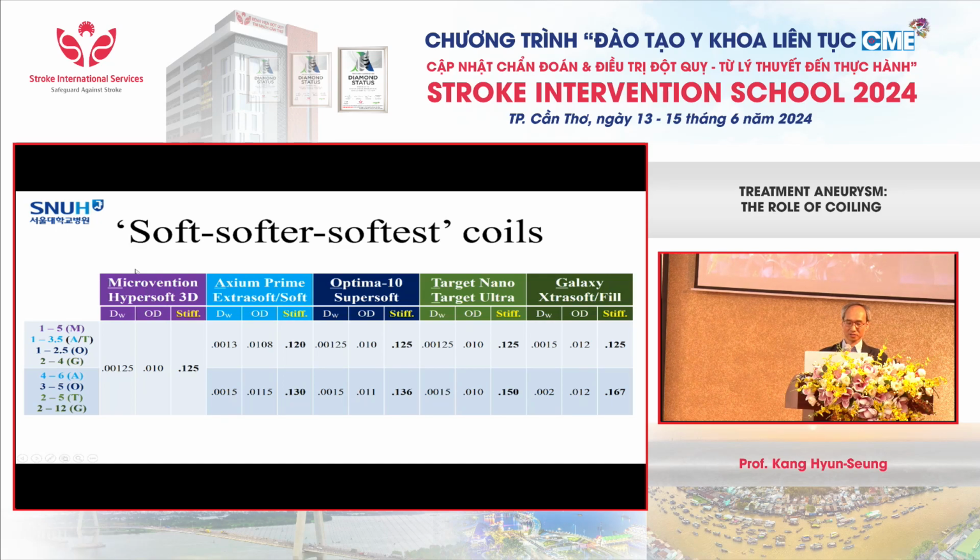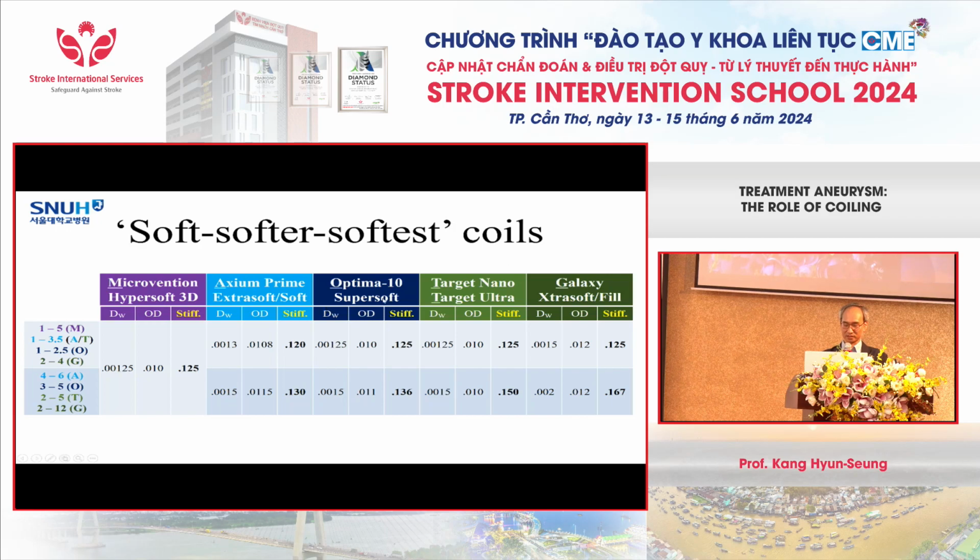So when you look at the MicroVention coil, HyperSoft, when we calculate the relative stiffness, from 1 to 6, it is the same stiffness. But when you look at the Galaxy coil, from 1 to 3.5, the stiffness is 125. But when we use the 4 millimeter coil, it abruptly changed to 167. So the 3.5 millimeter Galaxy coil and the 4 millimeter Galaxy coil are completely different in terms of physical characteristics.